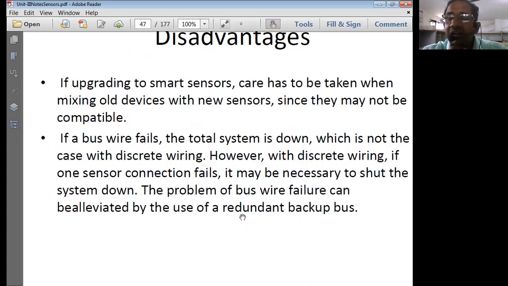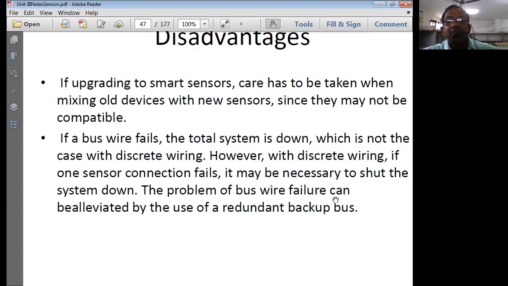In a smart sensor, if a wire is totally damaged, then the entire system becomes unusable. It becomes very difficult to troubleshoot the problem in the case of smart sensors, because all of them are integrated circuits, integrated chips. So what is problematic here is that if some repair is needed, if some wire is short circuited, you have to throw out the entire smart sensor device. That is one of the problems.